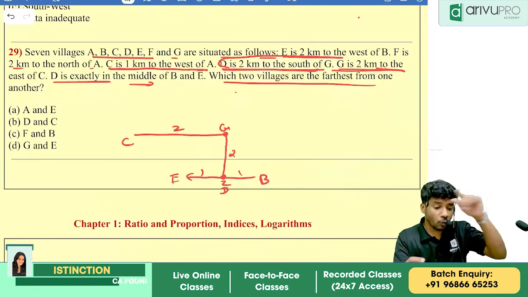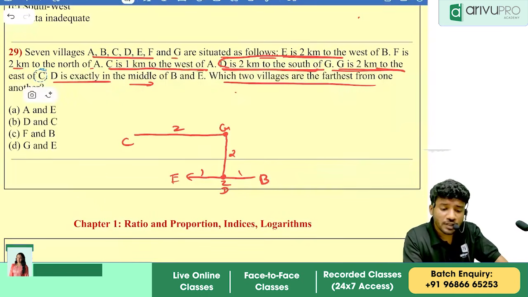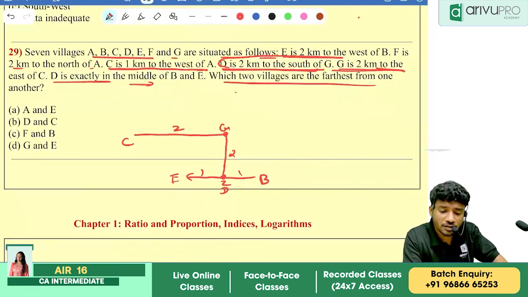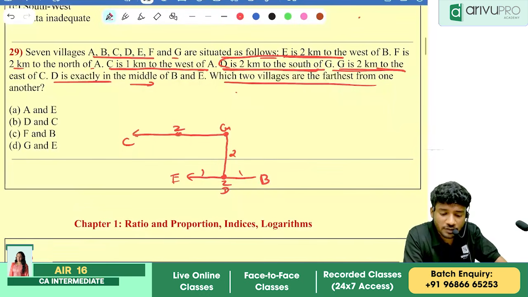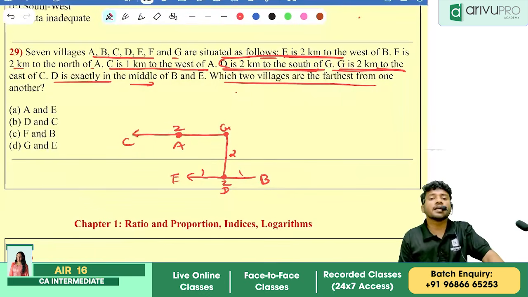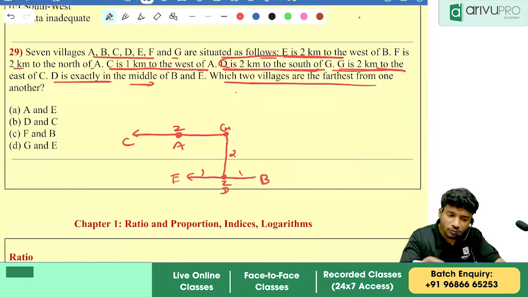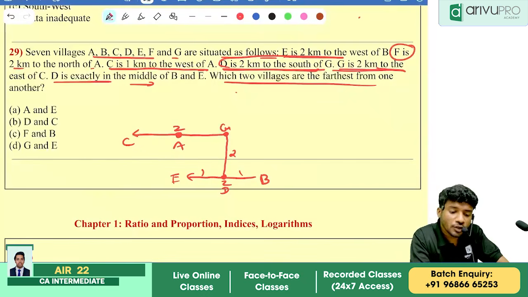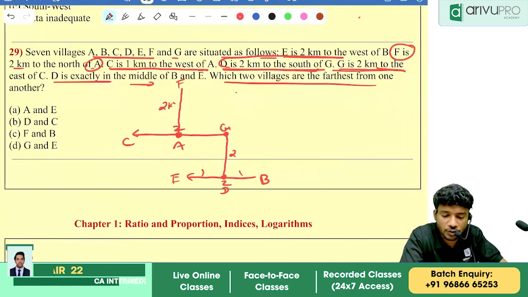Then, people, what else is given with respect to C? C is 1 kilometer west of A, which means A will be in the middle of both the people. Then what do we know? F is 2 kilometers north of A, which means F is somewhere over here, 2 kilometers up.